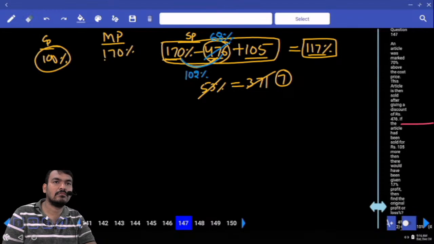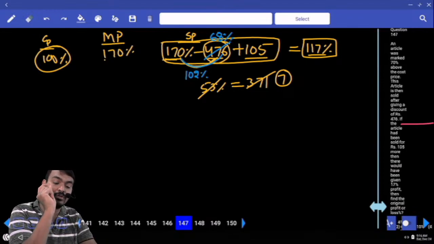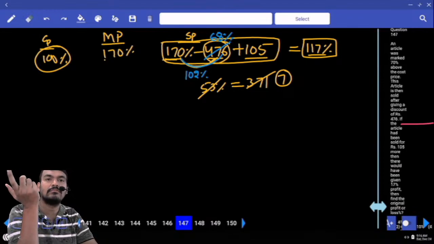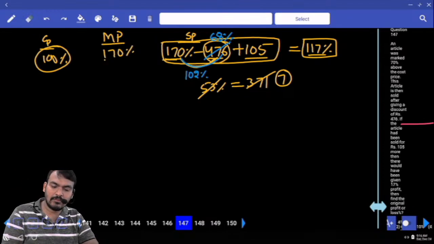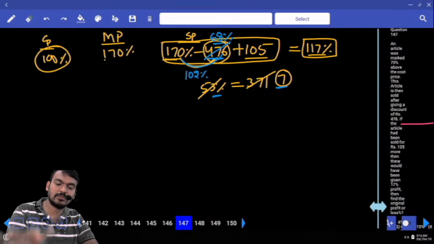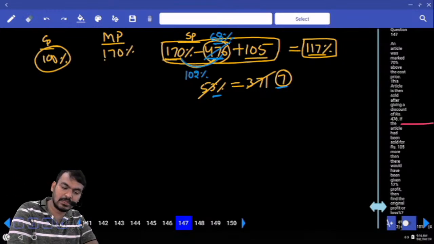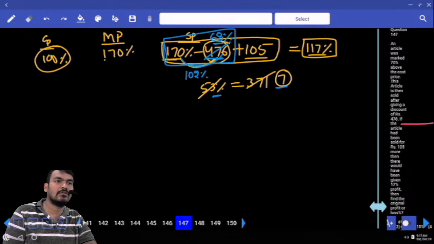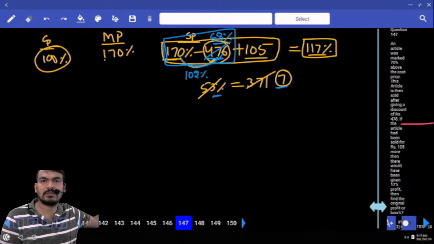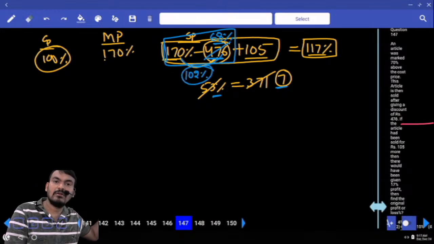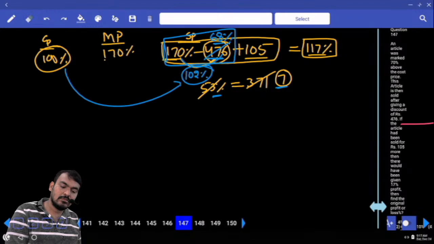Yes or no? We just converted 476 to percentage, or not? What is the 1% value? 7. 476 represents how much percent? 68%. Then original selling price is 170 minus 68, or not? What is 170 minus 68? 102. What is the original cost price? 100. Selling price 102. What is the profit? 2%. Profit or loss? Profit.